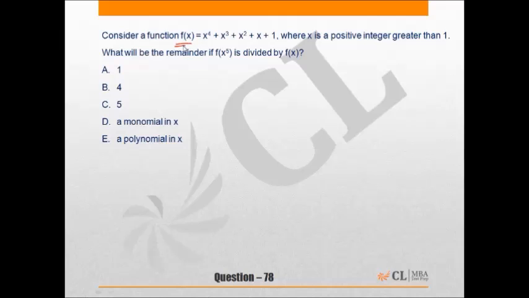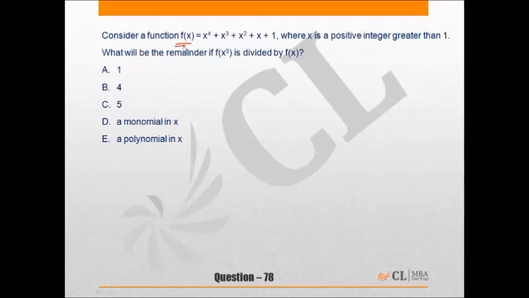Here function f(x) is given as x raised to power 4 plus x raised to power 3 plus x raised to power 2 plus x plus 1, where x is a positive integer greater than 1. What will be the remainder when f(x raised to power 5) is divided by f(x)? There are two methods to solve this problem.